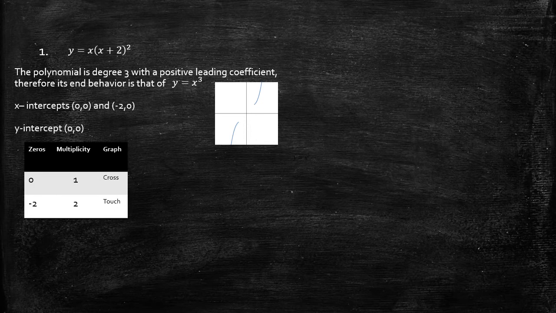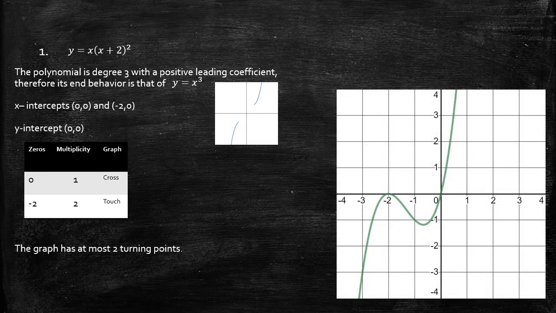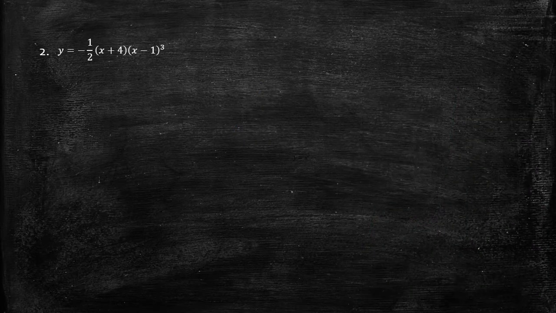We have our x-intercepts and the y-intercept, and we have our table. At most 2 turning points. And then there's a sketch of the graph. Okay, the second one.